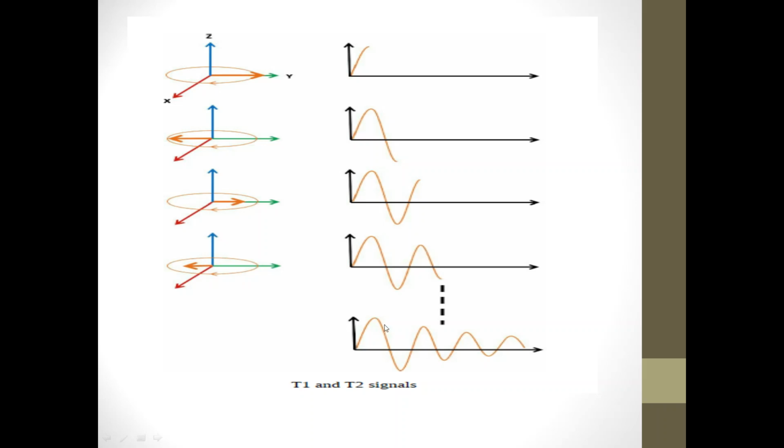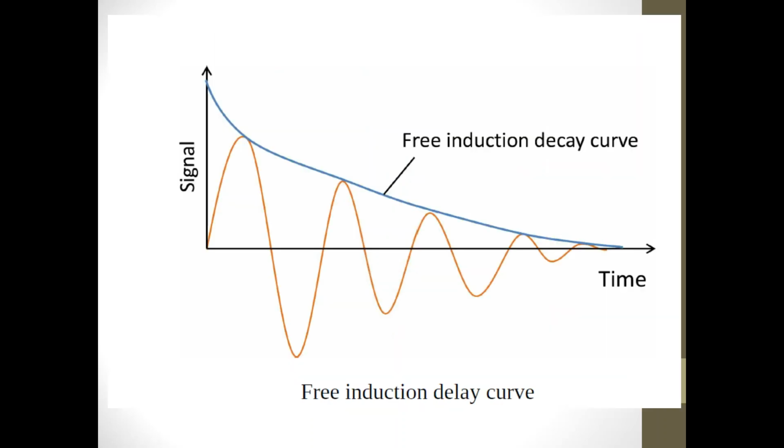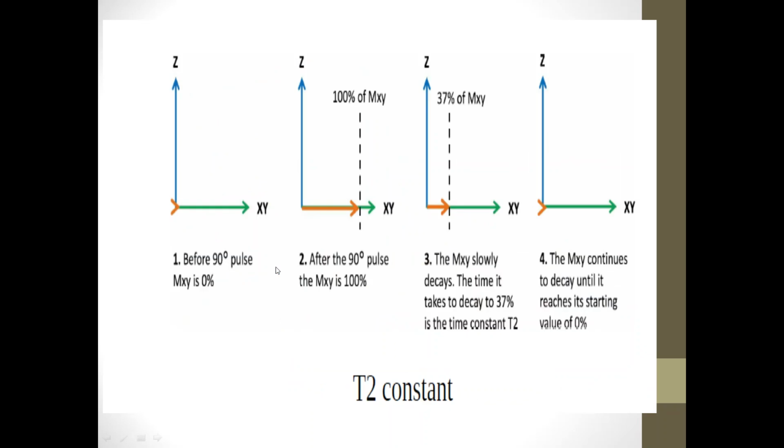This process is called free induction decay. This depends on spin relaxation. We record this signal if we want to record a T2 image, a T2 weighted image. How come? Okay, we'll see together.